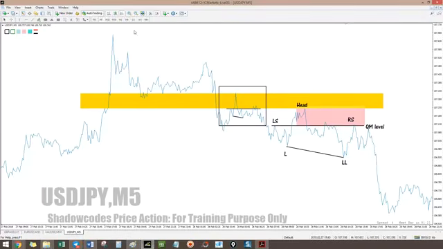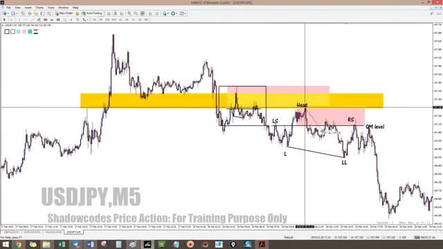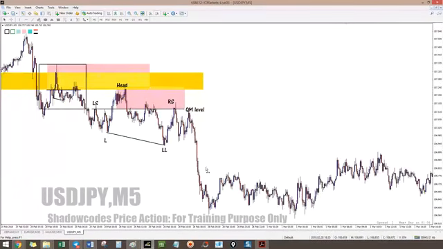Okay, so you can get entry there, right? So your entry will be over here. From up here is your zone, and down to here. You can also get another entry up here and another entry here. A lot of entry you can make actually in Forex.